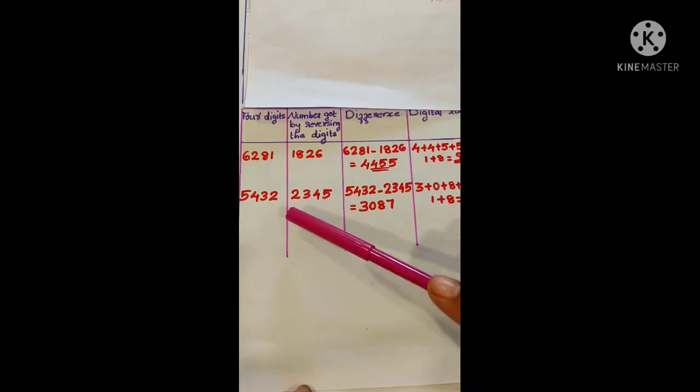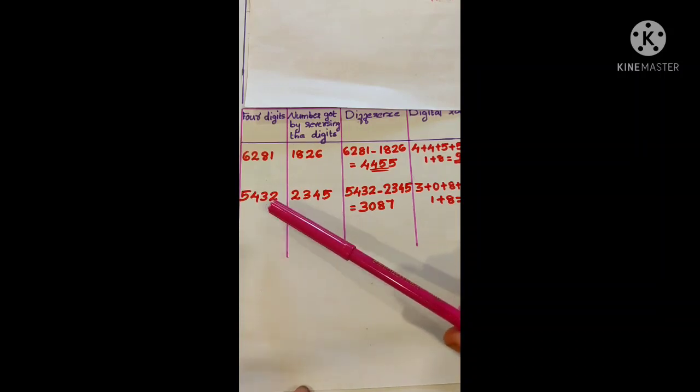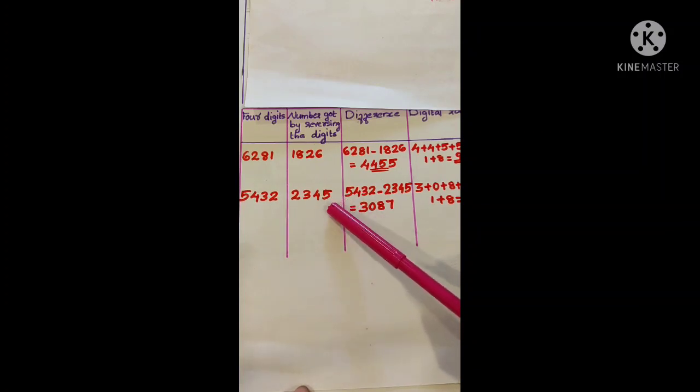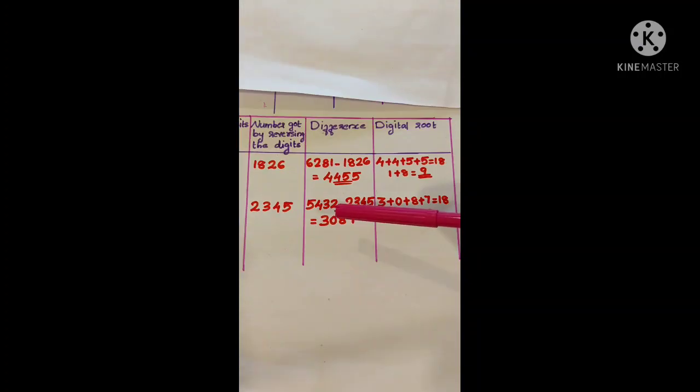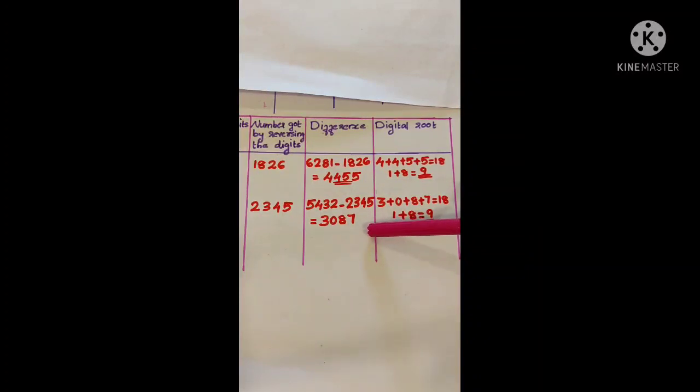4,455. Then take another 4-digit number, that is 5,432. By reversing the digits, we get the number as 2,345. By taking the difference of these two numbers, we get the answer as 3,087. By adding the digits of this number, that is 3 plus 0 plus 8 plus 7, that is equal to 18. Again adding the digits in 18, that is 1 plus 8 equal to 9. That is, 9 is the digital root of 3,087. Here we can see that the digital roots are the same.